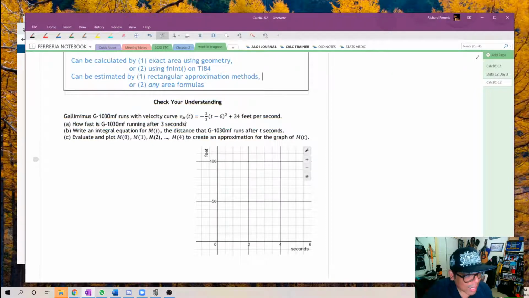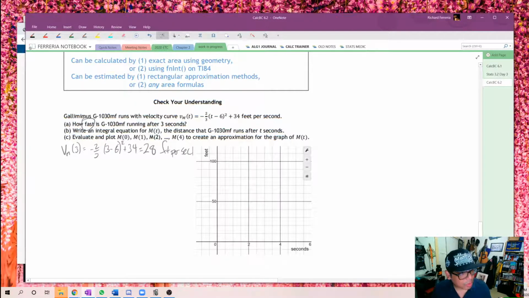So let's figure out how fast G1030MF is running after 3 seconds. After 3 seconds, that's going to be the velocity. So Vm at 3 is going to be equal to -2/3 (3 minus 6) squared plus 34. Grab your calculator and hit calculate. So I'm getting Vm equals 28 feet per second.